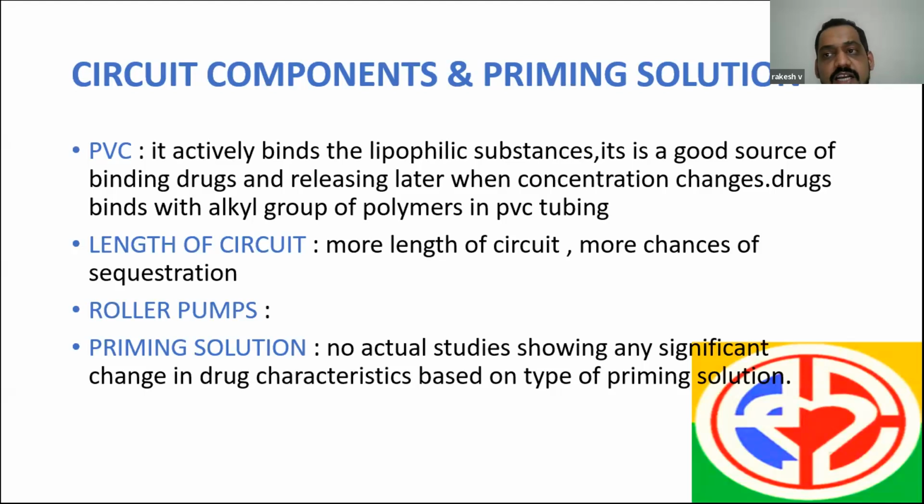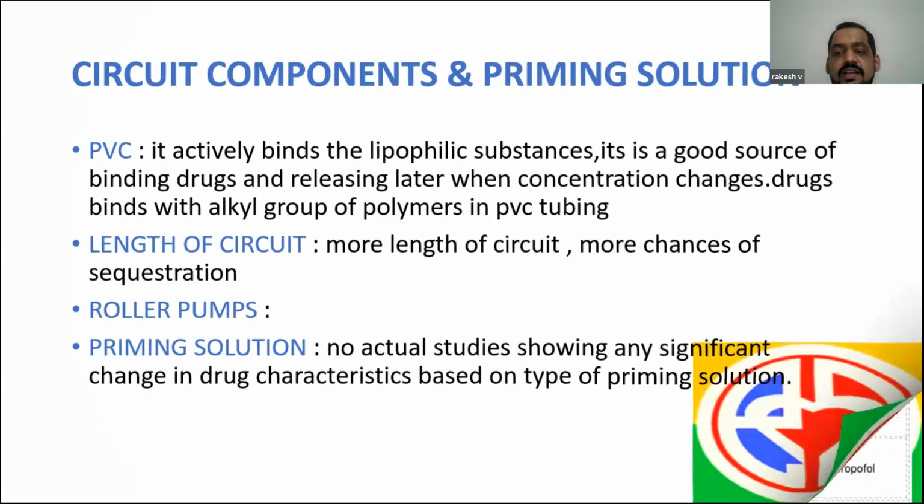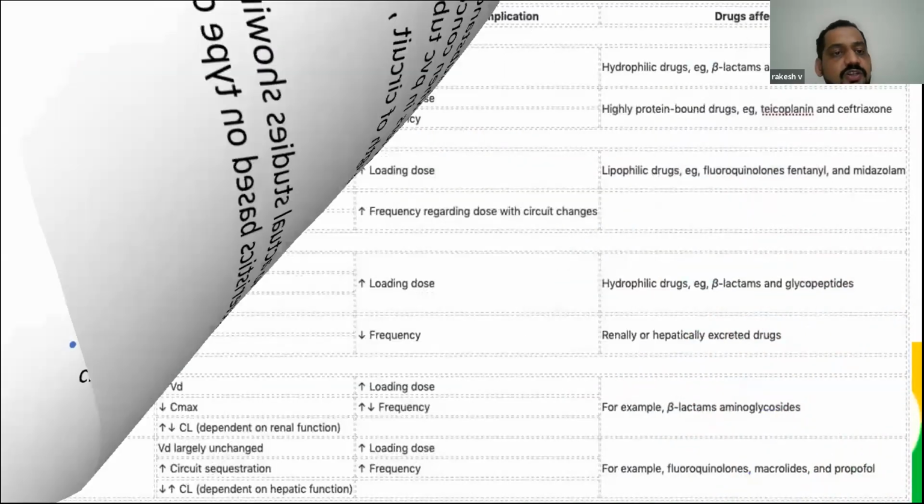Roller pumps, if you're using a cardiopulmonary bypass, tend to cause more sequestration of drugs compared to centrifugal pumps in ECMO. Coming to priming solution, till now there are no studies that show any significant change in drug concentrations based upon the type of priming solution, whether it's blood or any crystalloid solution.